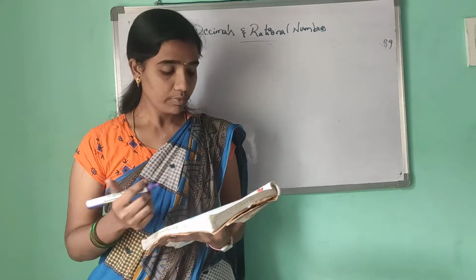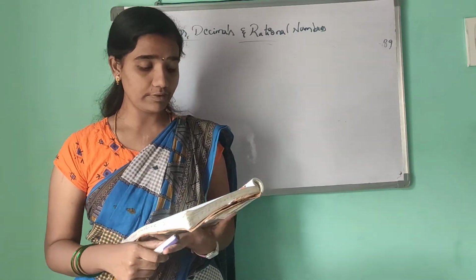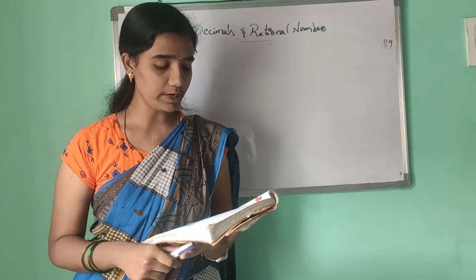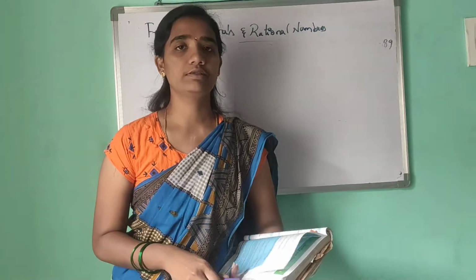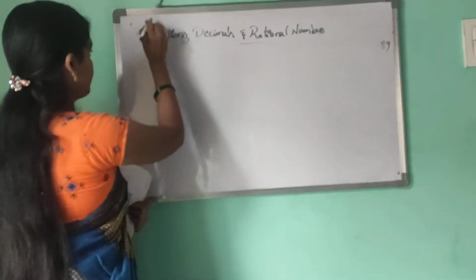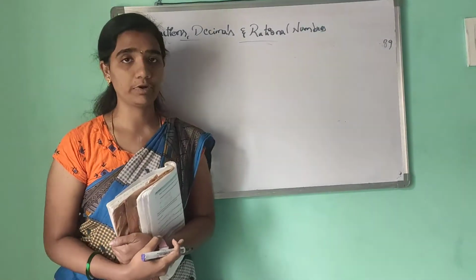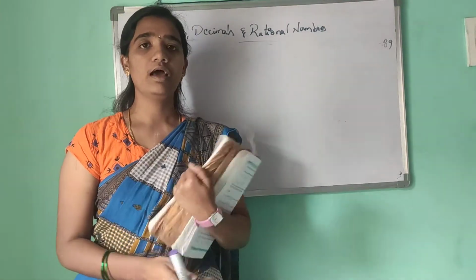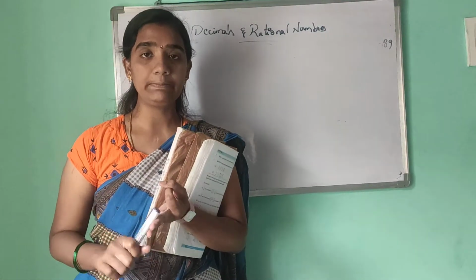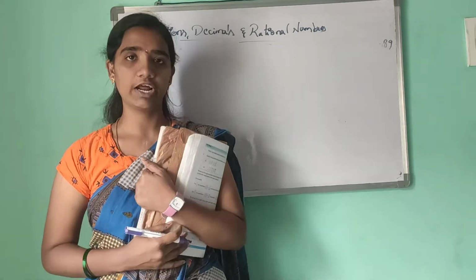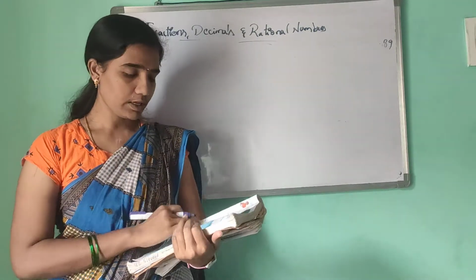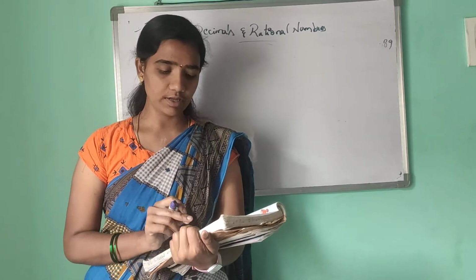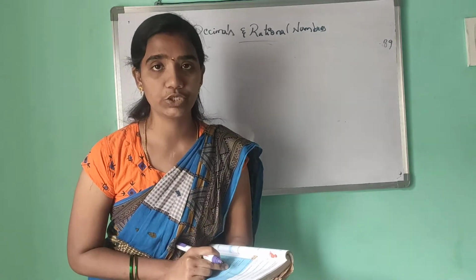First one, we have learned that for addition and subtraction of fractions, the fractions should be like fractions. In this fractions chapter, we are discussing addition, subtraction, multiplication, division of the fractions. So we are doing addition and subtraction of the fractions. That fraction should be like fraction.